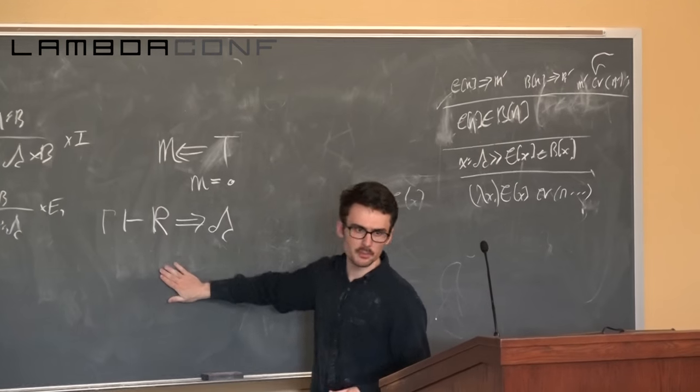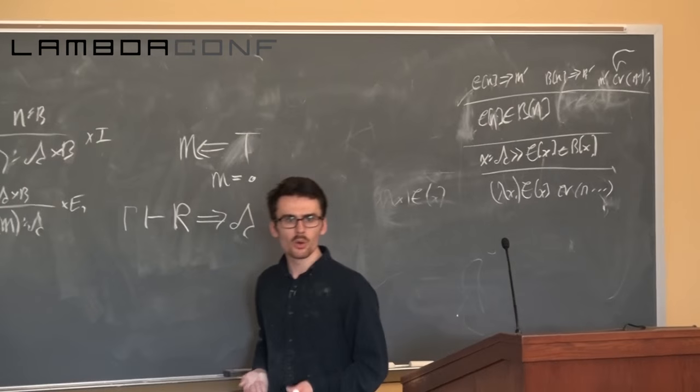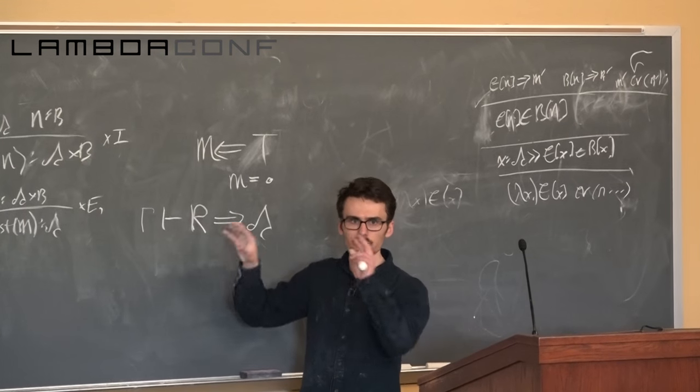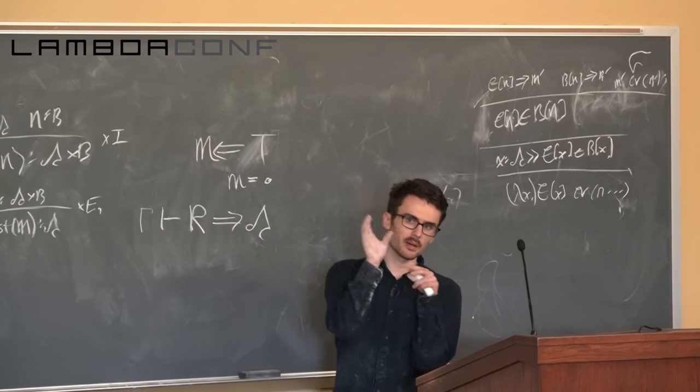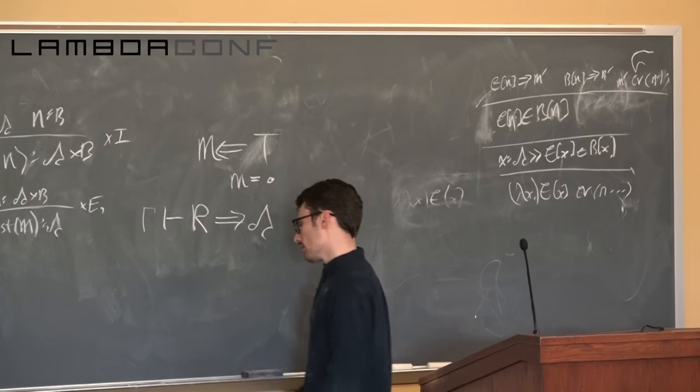If R is a variable, we look up the variable in the context and figure out what type it was hypothesized to have. Or if R is the first projection of a variable, then we look up the variable in the context, hope that it's A times B, and then we say that it's A, and so forth.